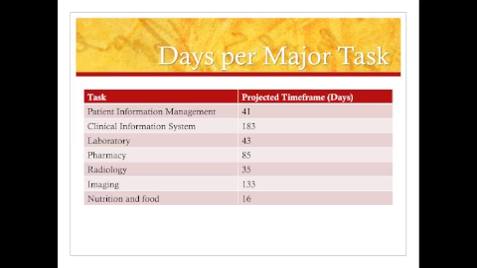6 major tasks and timeframes have been identified when implementing an electronic health record system. The first, patient information management, takes a projected 41 days, followed by clinical information systems, laboratory, pharmacy, radiology, imaging, and nutrition and food. Some of these tasks will take place at the same time, while others will need to be completed first before it can proceed. The days that are shown here are for the full time required to implement each of the tasks.